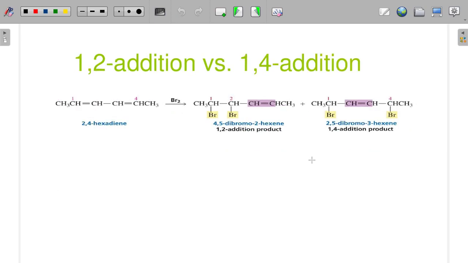All right, so we're always going to get a 1,2, 1,4 addition. I don't want you to think that we're getting a 1,2 dibromo or a 1,4 dibromo, because what we see here is I have a much longer chain. The 1,2 and 1,4 come from that butadiene part of the molecule. The conjugated system is 1, 2, 3, 4. And you add 1, 2 across the double bond, or 1 and 4.